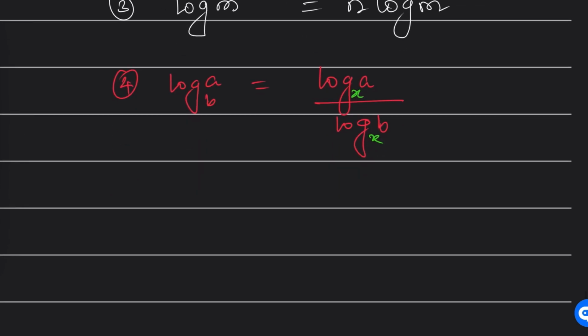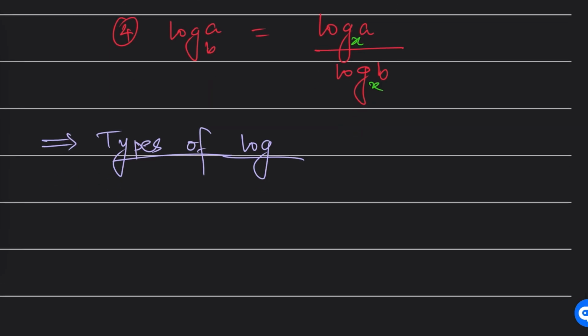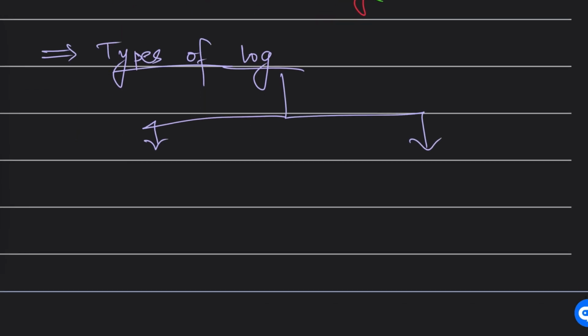So next is, types of log. Logarithms are generally of two types. Most of the students are getting confused in these two types. If I am saying log of A to the base 10, and another time I am saying log of A to the base E.